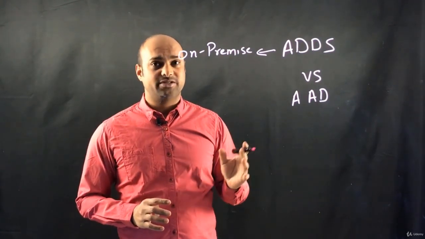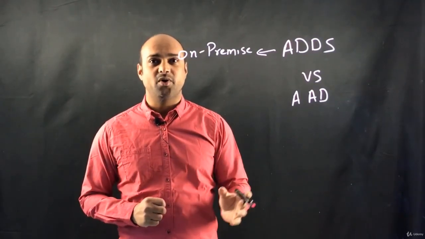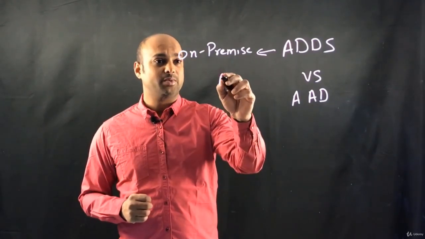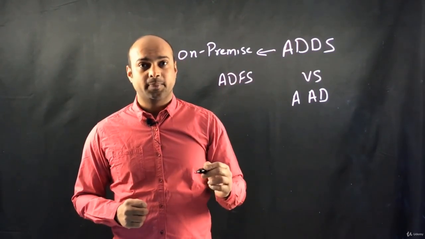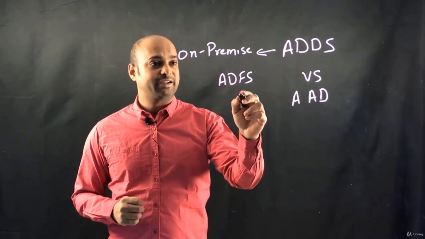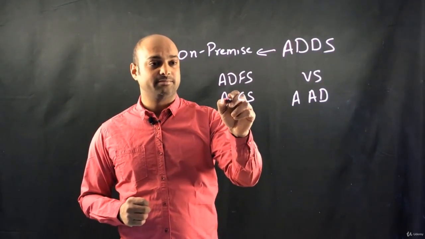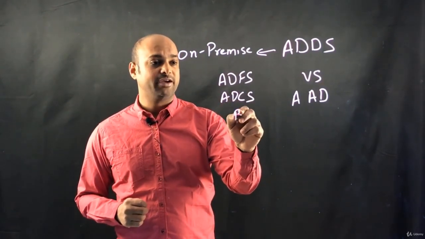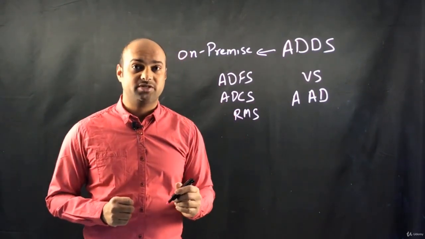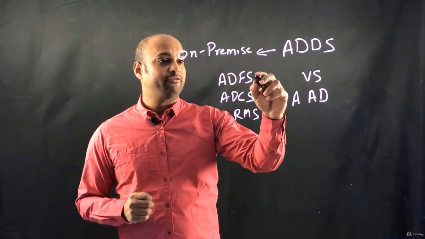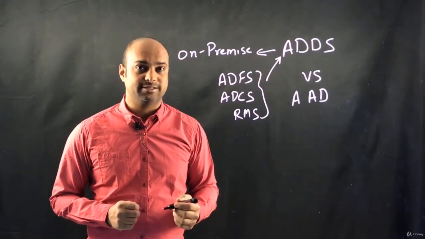On your premise, you would be able to create users, computers, group policies, and run federation as well with the help of Active Directory Federation Services. What if you would like to have certificate services? You would deploy, let's say, ADCS. You can also have Active Directory Rights Management to protect your intellectual property. All of that was very well integrated into on-premise Active Directory services, right?